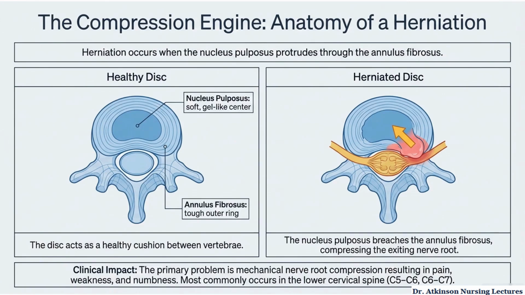The nucleus pulposus is the soft, gel-like center of the disc, while the annulus fibrosus is the tough outer ring that contains it. In a healthy disc, the structure acts as a cushion between vertebrae. With herniation, the nucleus breaks through the annulus and compresses the exiting nerve root, producing neurologic symptoms.